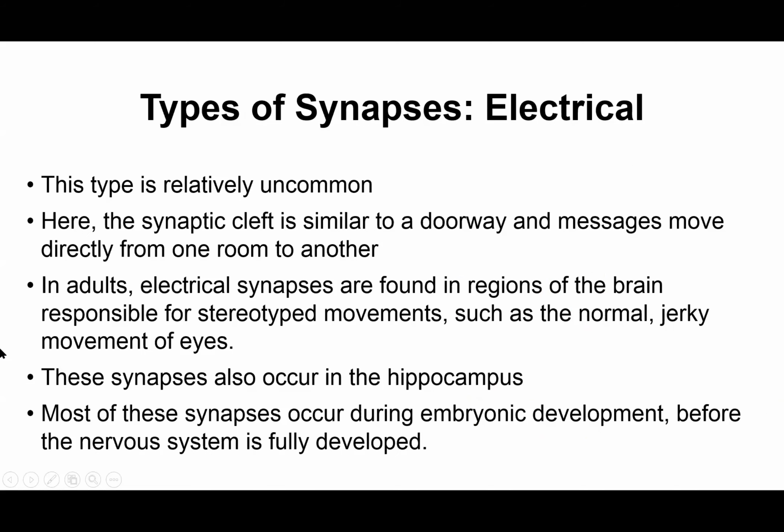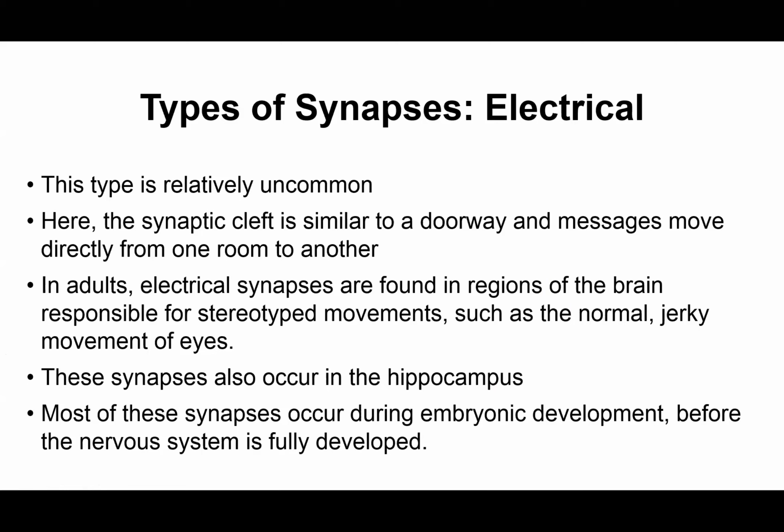So not only do we have different pieces that can potentially come together, synapses themselves are usually one of two types, okay? So they're either electrical or they're chemical. In terms of electrical synapses, these are very uncommon. And so here, in electrical synapses, the synaptic cleft is kind of like a doorway, and messages move directly from one room to another room.